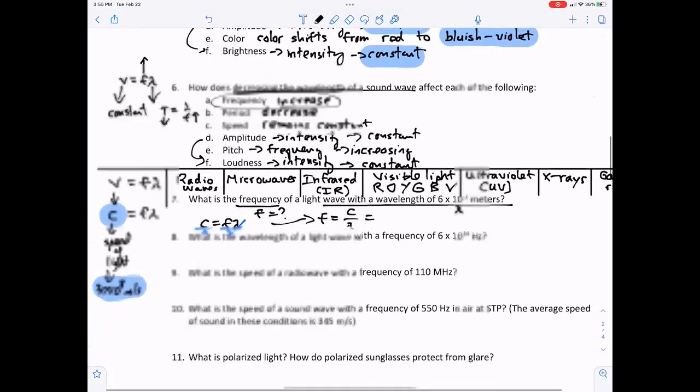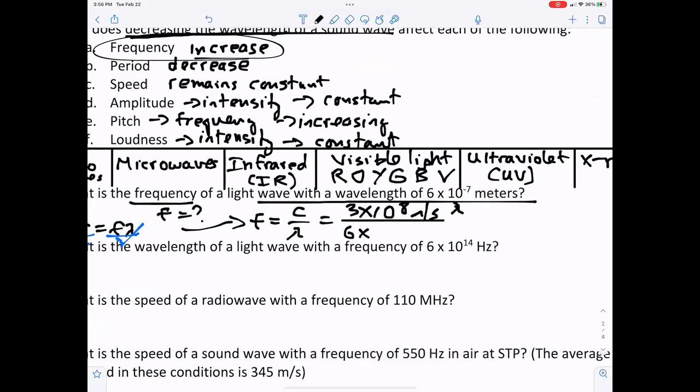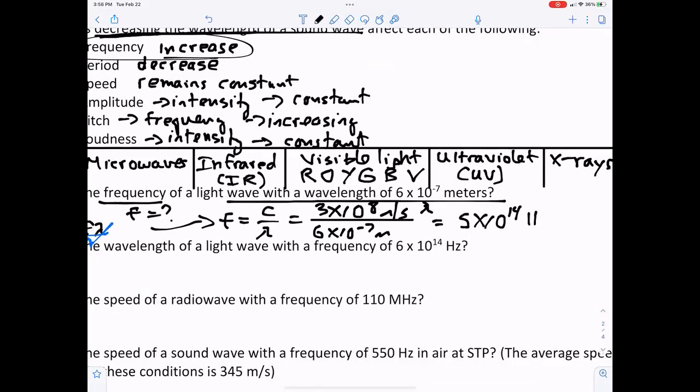Now remember, C, speed of light, is this constant value here, 3 times 10 to the 8 meters per second. So 3 times 10 to the 8 meters per second. Divide that by 6 times 10 to the negative 7 meters. Okay, throw that in your calculator. And we get 5 times 10 to the 14, and we're looking for frequency, so this would be hertz.